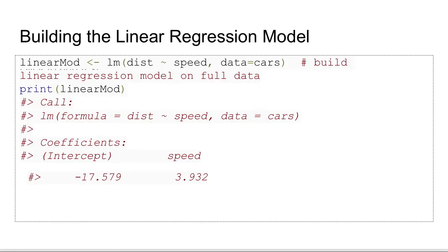The model, which I named linear mod, you can have whatever name you like, and use the LM to build up the linear model relationship. And again, the dist is the dependent variable, and the speed is the independent variable. The data is cars. Then you can print the linear mod out to get the coefficients. This is the intercept, the beta 1, and this is the slope, the beta 2.